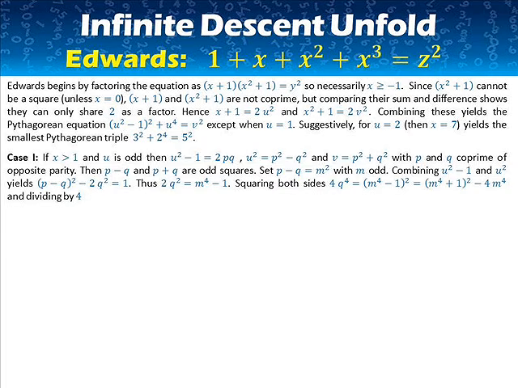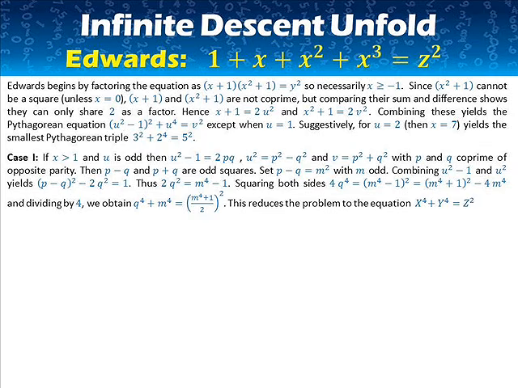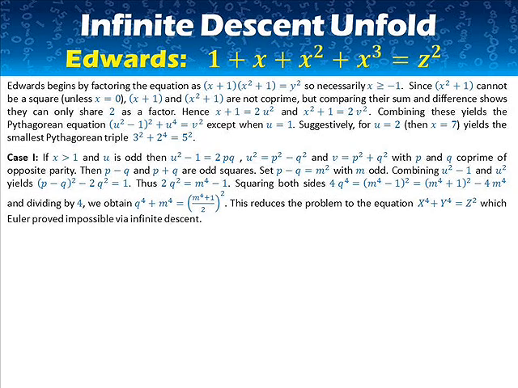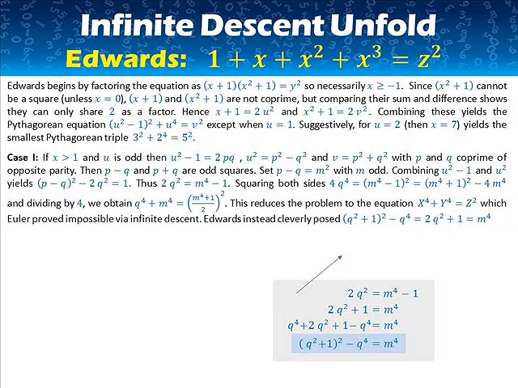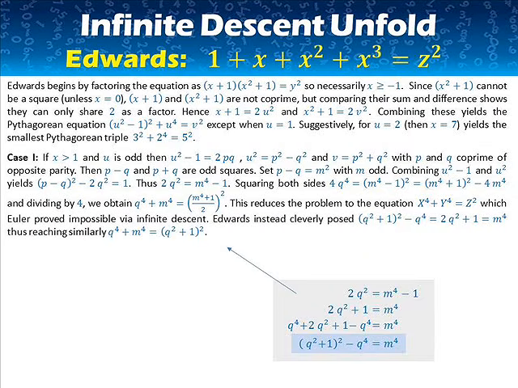Squaring both sides and dividing by 4, we obtain q^4 + m^4 equals ((m^4 + 1)/2)^2. This reduces the problem to a sum of two fourth powers equals a square, which Euler proved impossible via infinite descent. Edwards instead cleverly posed that (q^2 + 1 - q^4)^2 equals 2q^2 + 1, which equals m^4, thus reaching similarly q^4 + m^4 equals (q^2 + 1)^2.